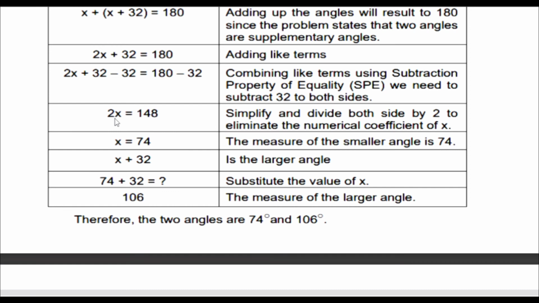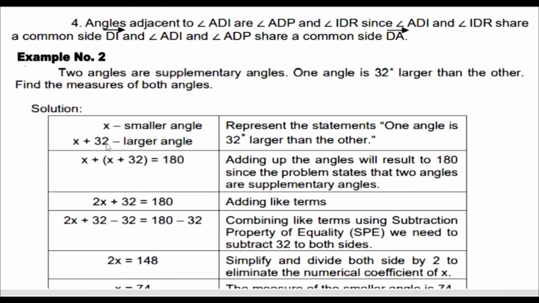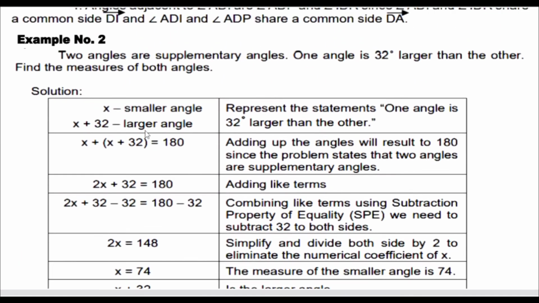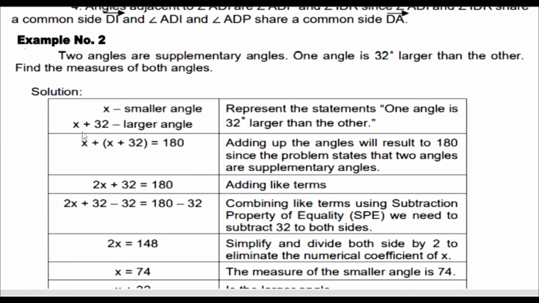So, dapat matitira lang dito is x. So, para maalis na si 2, you will divide 2 to both sides. So, 2x divided by 2 is x. And then 148 divided by 2 is 74. Now, we have the value of the smaller angle. Since x is the smaller angle, x is equal to 74, that means the smaller angle measures 74 degrees.